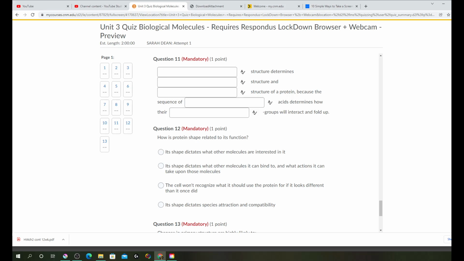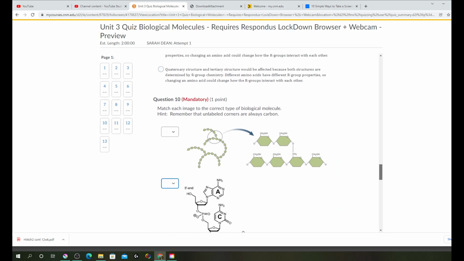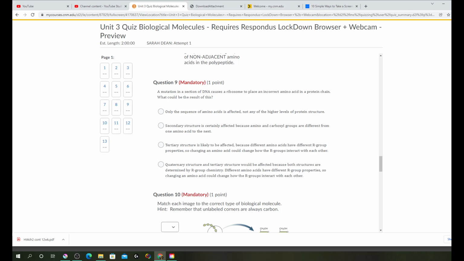Okay, so if we have blank structure determines blank structure and blank structure of a protein. Now, we've talked about different kinds of structures related to proteins. Primary structure, secondary structure, tertiary structure, quaternary structure. And this is just a repetition of a question that I asked earlier. A mutation in a section of DNA causes a ribosome to place an incorrect amino acid in a protein chain. What could be the result?